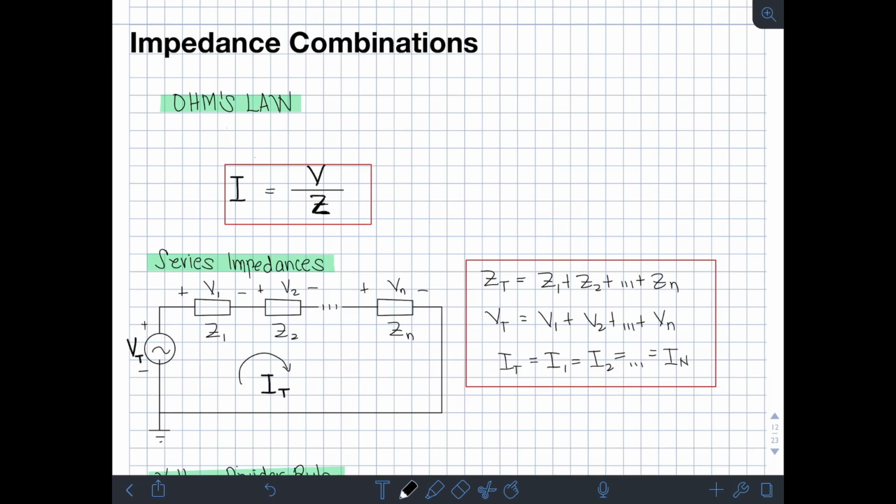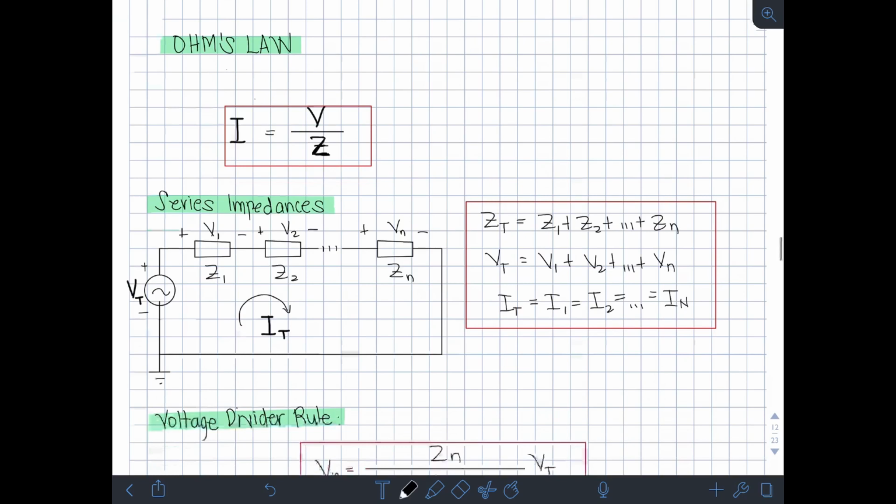Okay? So, yung first impedance combinations natin is yung series impedances. So, just like in DC circuits, applicable din yung mga formula natin dito sa AC circuits for series impedances. So, given the series impedances, Z1, Z2 to Zn, and then there is a voltage source supplying them, there will be a total current flowing in this circuit.